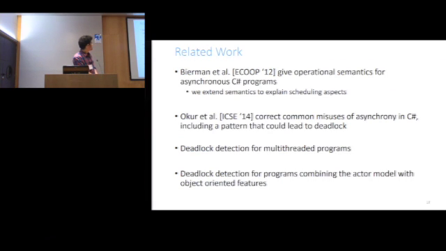So, in related work, Bierman and his colleagues were the first to give an operational semantics for asynchronous C#. In the supplementary material in this paper, we extend their semantics to explain certain scheduling aspects that they don't cover. Okur and his colleagues preemptively correct common misuses of asynchrony in C#, including a particular syntactic pattern that could lead to deadlock. In contrast, we do a whole program analysis to detect deadlocks. And there's a rich body of literature on deadlock detection for multi-threaded programs, as well as these programs that combine the actor model with object-oriented features.